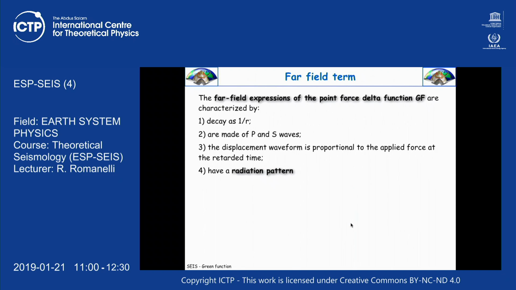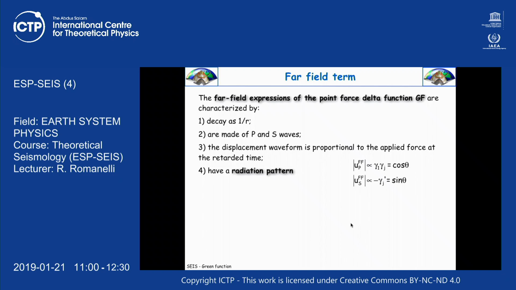Now, let's take a look at the far field, the blue one. Well, it has the properties that we were waiting for. It's decaying as 1 over r, spherical waves. It's made of P and S. Of course, we're in an infinite homogeneous medium, so no Rayleigh, no Love, nothing is here, just P and S. We have to wait for the retarded time, and it has a radiation pattern. This is what we were waiting for.